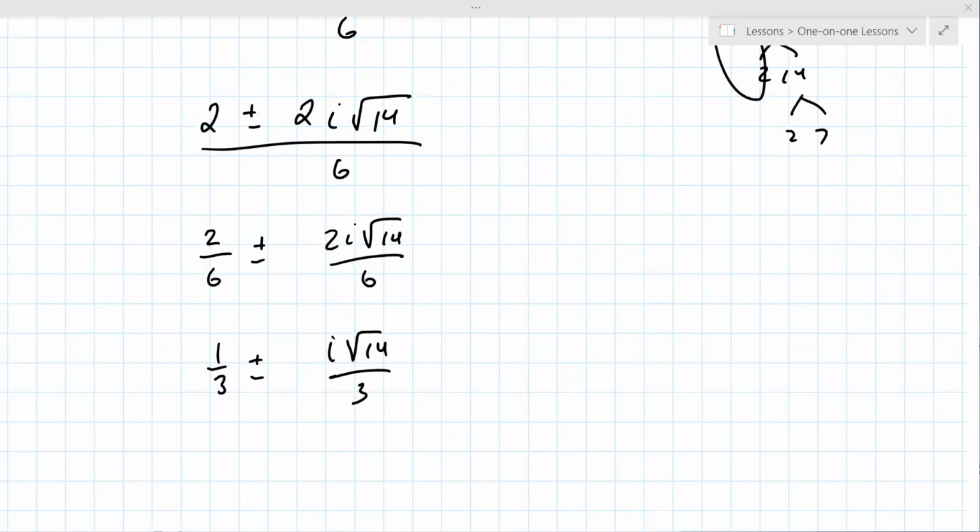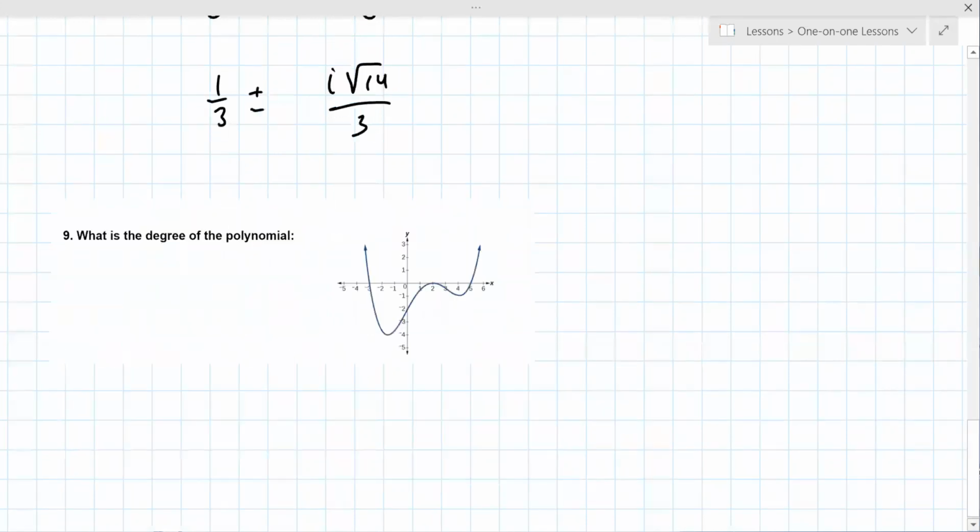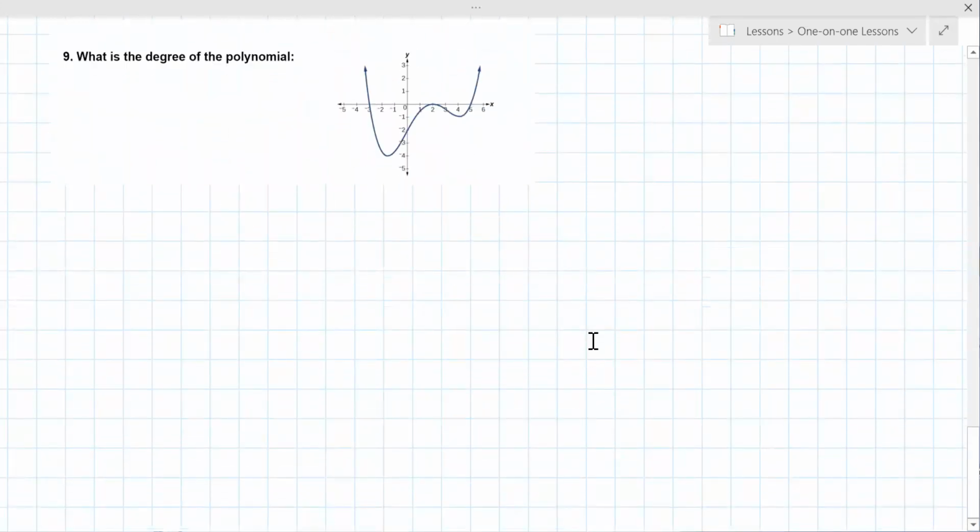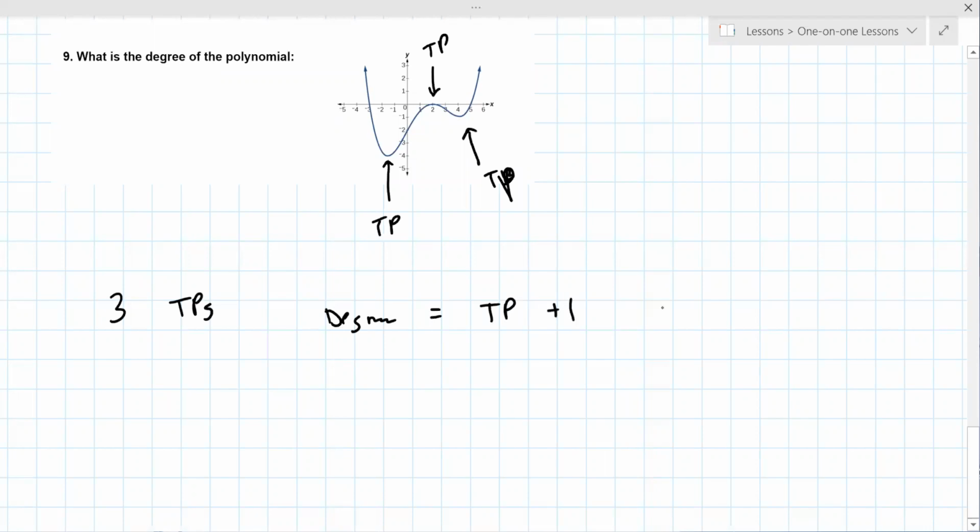Fair enough. Okay, number 9. What is the degree of the polynomial? So when you're looking at this graph, you can make a guess here, but you really need to identify the turning points. There's 1, there's 2, and there's 3. So we got 3 turning points, or 3 TPs, and the degree is equal to the number of turning points plus 1. So in your case, it's 3 plus 1, which equals 4.